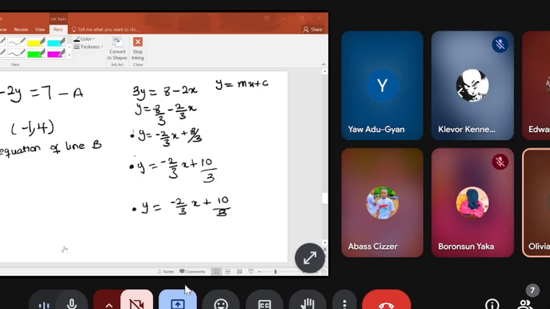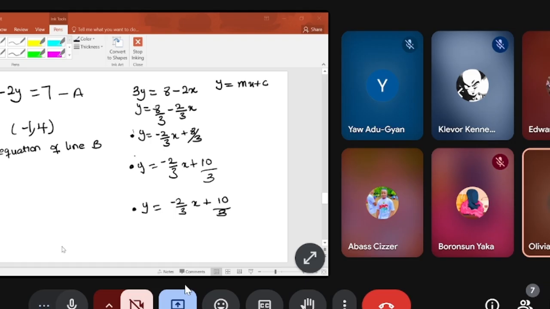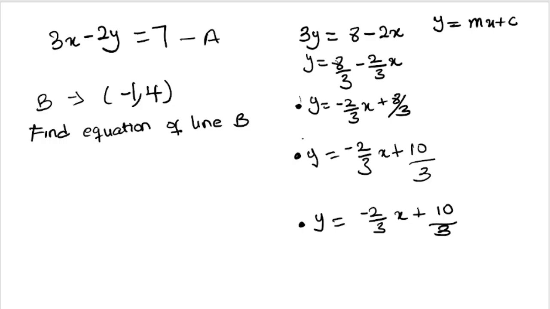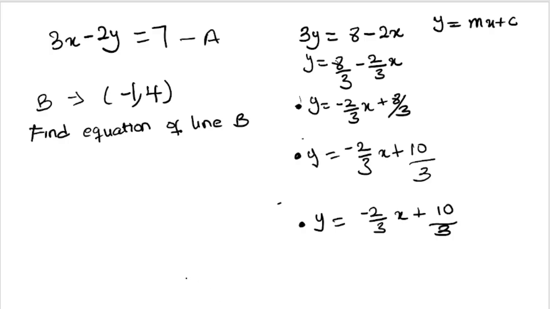Who is it left with? Edward. Ready? Edward. I had y is equal to negative 2 over 3x plus 10 over 3. So you had the same as this. Yes. Okay, Yaka, how about you? What did you get? I had y is equal to negative 2 over 3x plus 10 over 3. Okay, that's right.